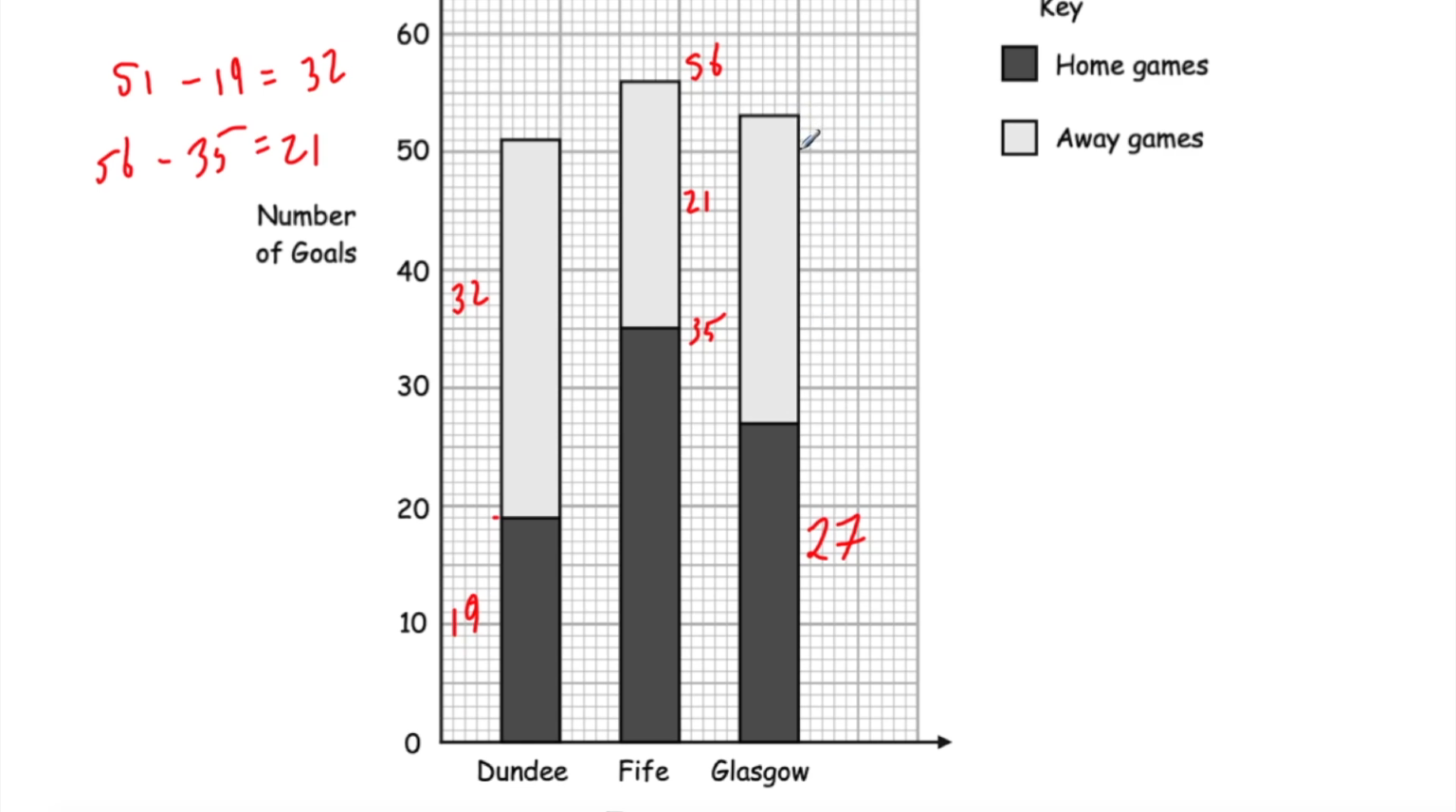So here altogether we've got 50, 51, 52, 53. So we've got 53. If we take away the 27, the number of goals Glasgow scored in their home games, that's equal to 53 take away 27 is equal to 26. So they scored 26 goals in their away games. So actually Fife scored the least number of goals out of these teams in their away games. They scored the most goals altogether because they scored lots at home, but they didn't score as many in their away games. So let's explain that.